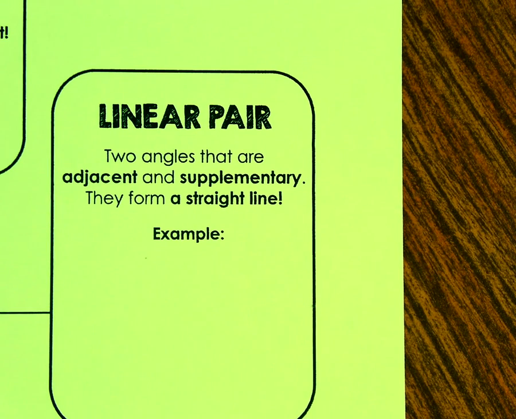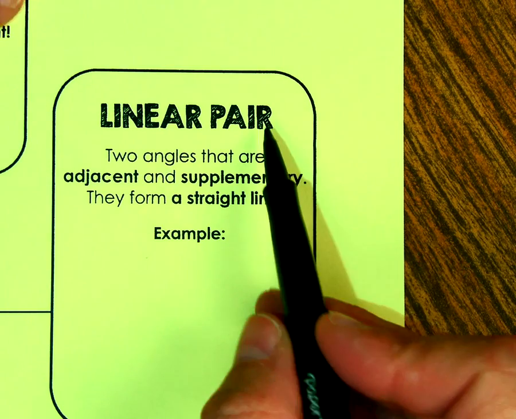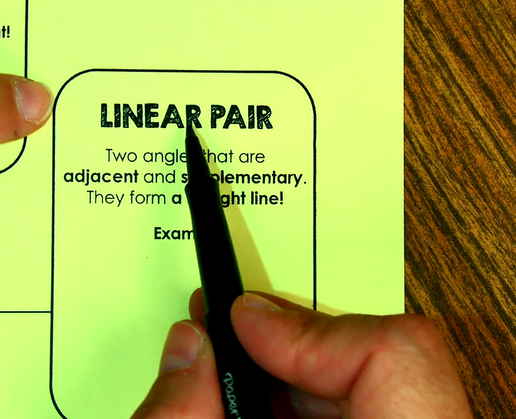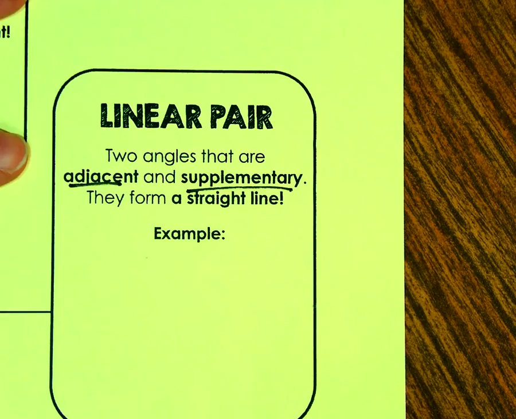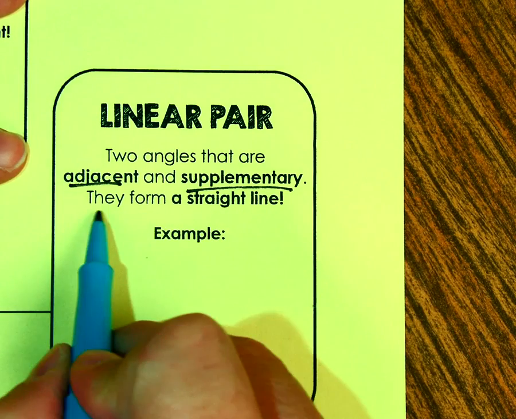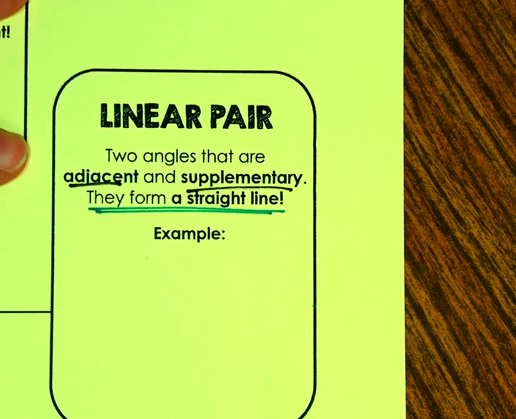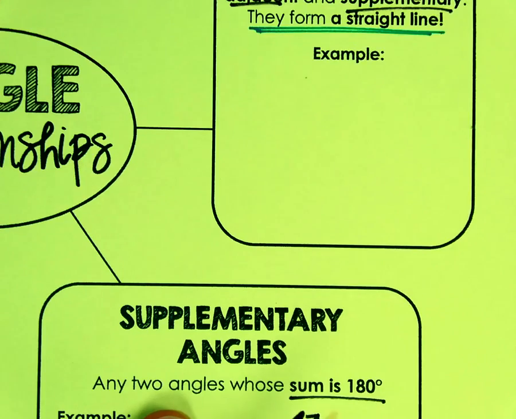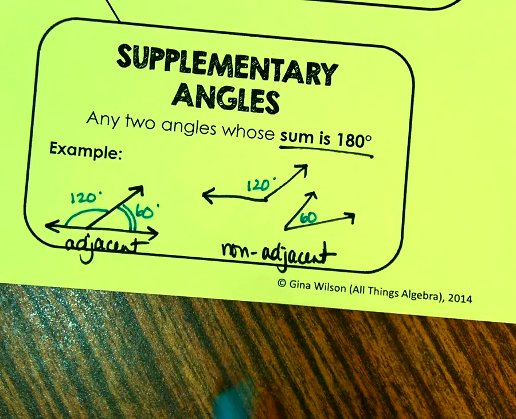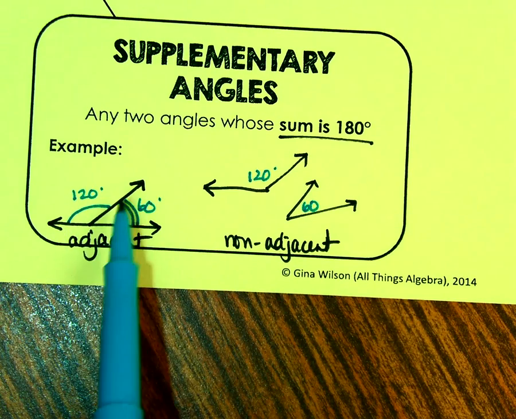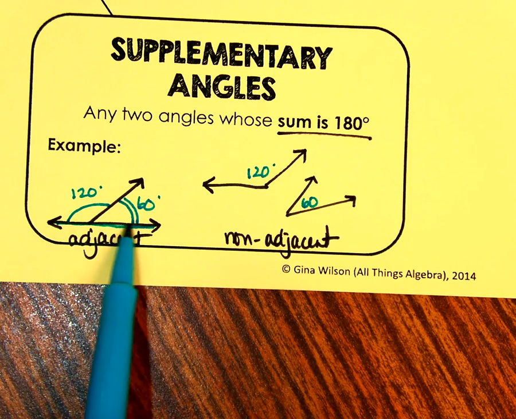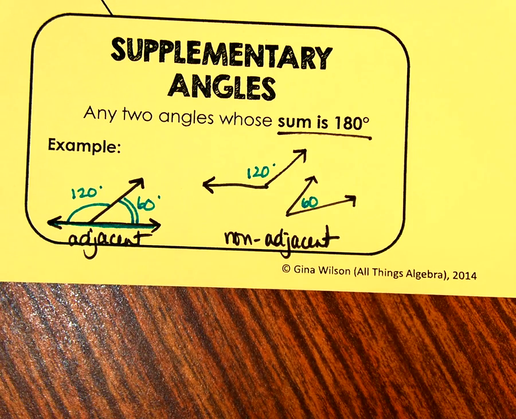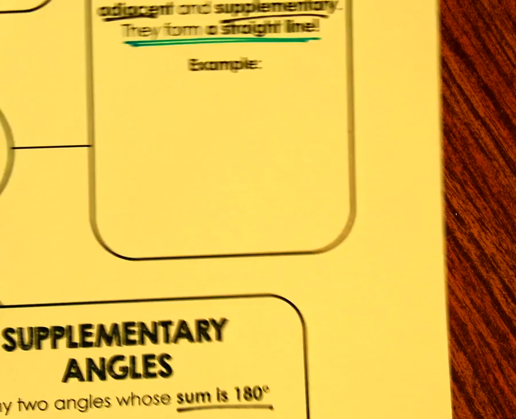Linear pairs are probably the ones that get messed up the most. These are examples of angles that are adjacent and supplementary. So these actually do form a straight line. So if we go back to the supplementary box, not only are these angles adjacent, they are supplementary, and because they form a line, that makes them also a linear pair. So let's go up here.